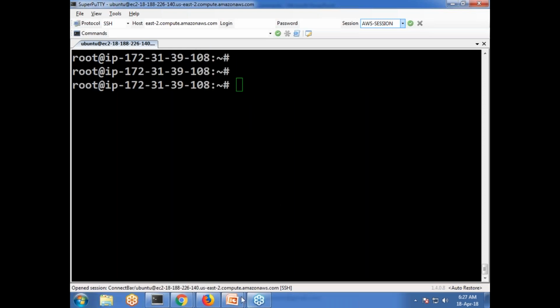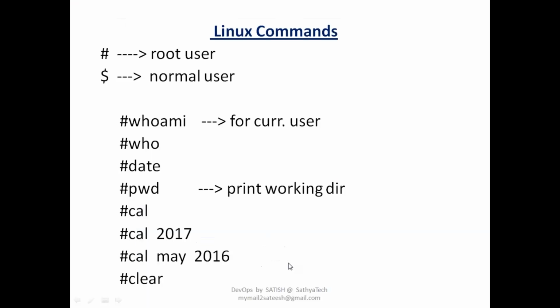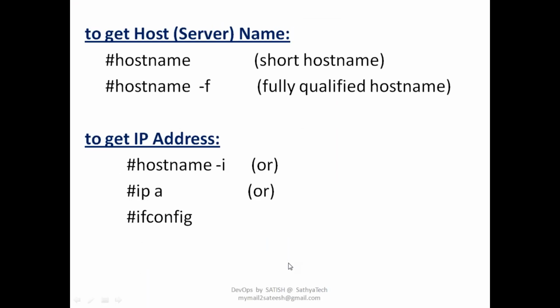I'll just show some more commands. Just see here. We discussed how to get the hostname. I'll say hostname -f or hostname. So normal hostname will show only the short hostname, and this is the fully qualified hostname. You'll get it. Okay, and if you want to get the IP address, you can use a command like hostname -I.